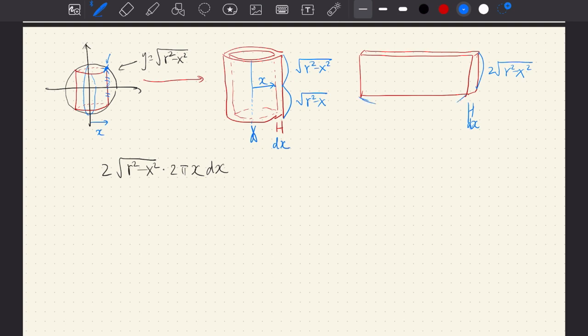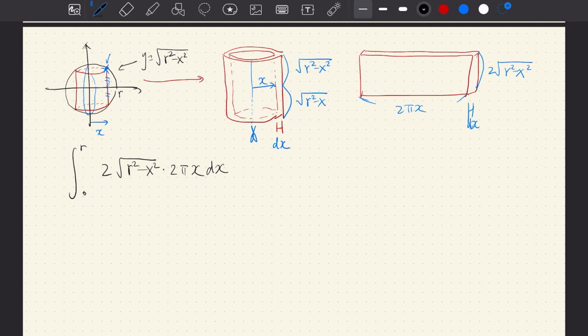And the length here should be the perimeter of the base. Because the base has radius x, the perimeter should be 2 pi x. So the total volume of this thin sheet should be 2 pi x times 2 times square root of r squared minus x squared times dx. Now we have this. We want to integrate this term because we want to add up all the volumes of the cylinders. Here we integrate from 0 to r.